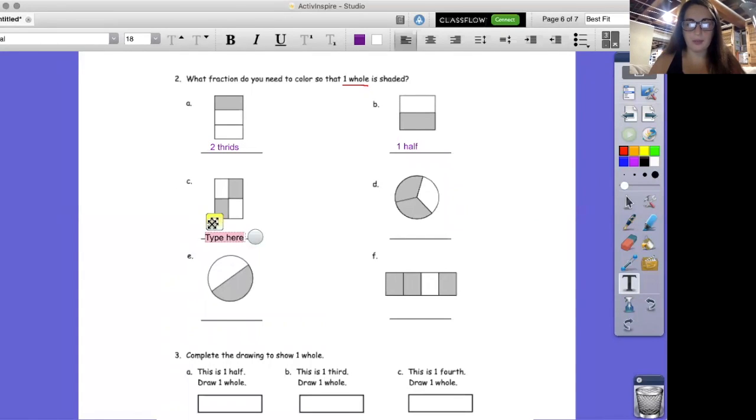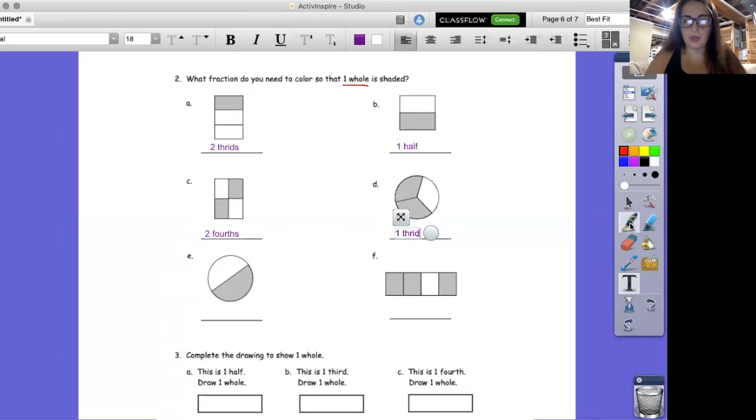How about our next one? Let's see. 1, 2, 3, 4. And 2 parts are already shaded. So I need to shade 2/4. How about this one? I see 1, 2, 3. And I see 1/2 already shaded. I just need to shade 1/3.